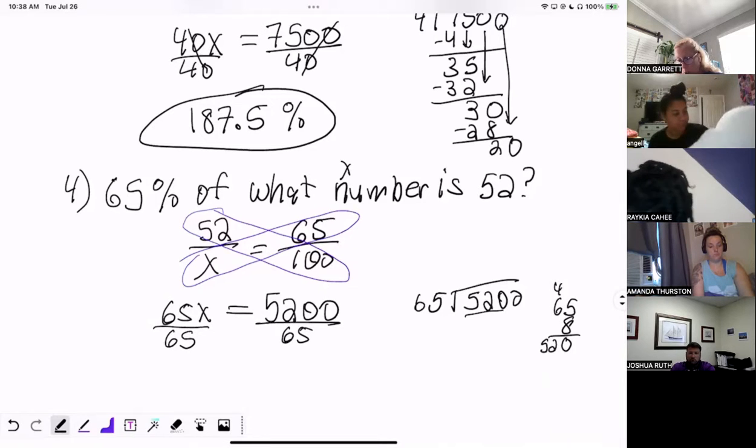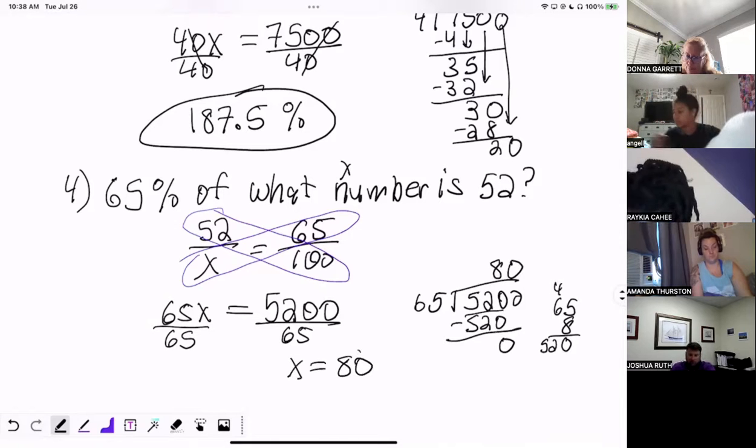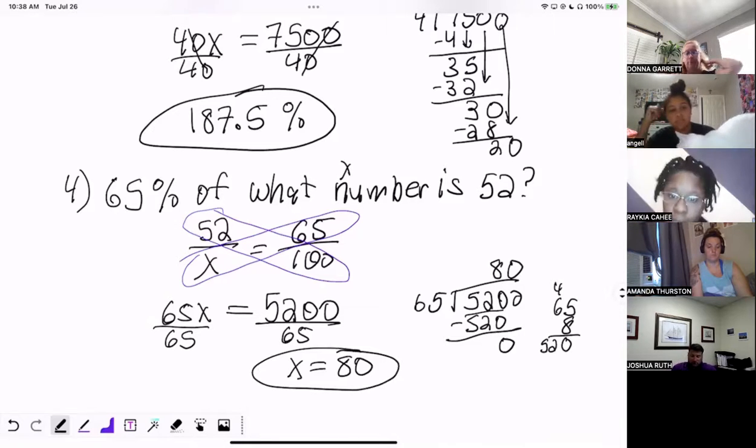How I did that, though, I do this all the time. I think about what can I multiply 6 by to get close to 52. I would have done 9 next, but for 52, 8 works. Okay, 8 is 520. I have 0 left, which means it's a 0. And that means my x was 80. That's my whole.